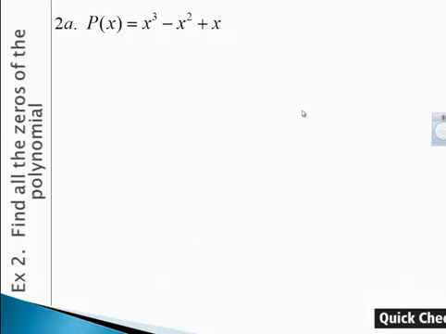Okay, right here. So the next thing that we're going to be looking at is it says find all the zeros, which is a synonym for solutions of this particular polynomial. So we've already done one like this. Before we use the x, we have to make it look like a quadratic, so we're going to factor out the x, and then we're going to use the x to figure out what the solutions are.